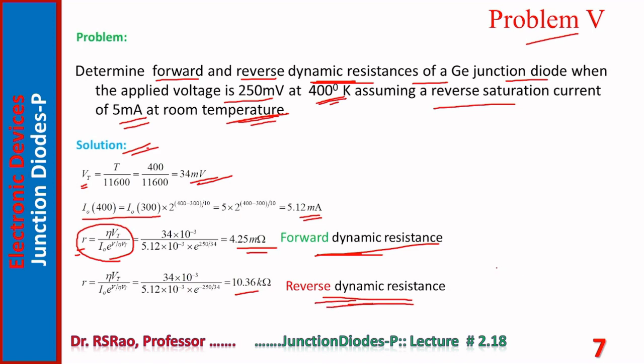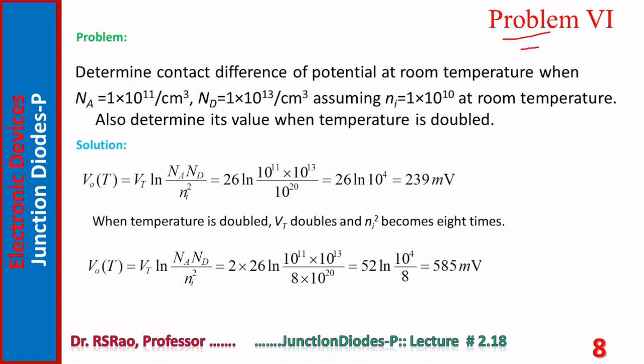reverse dynamic resistance. Another problem, sixth problem: determine contact difference of potential at room temperature when Na, acceptor impurity concentration, is 1 into 10 power 11 per cm cube, Nd, donor impurity concentration, is 1 into 10 power 13 per cm cube, assuming intrinsic carrier concentration of 1 into 10 power 10 at room temperature. Also determine its value when temperature is doubled.